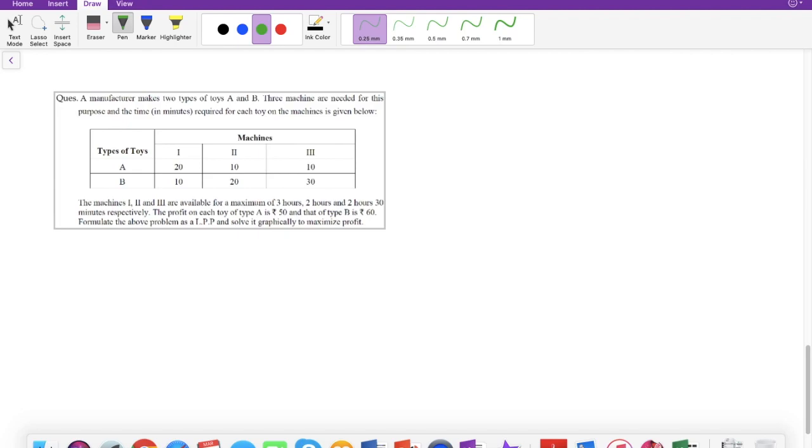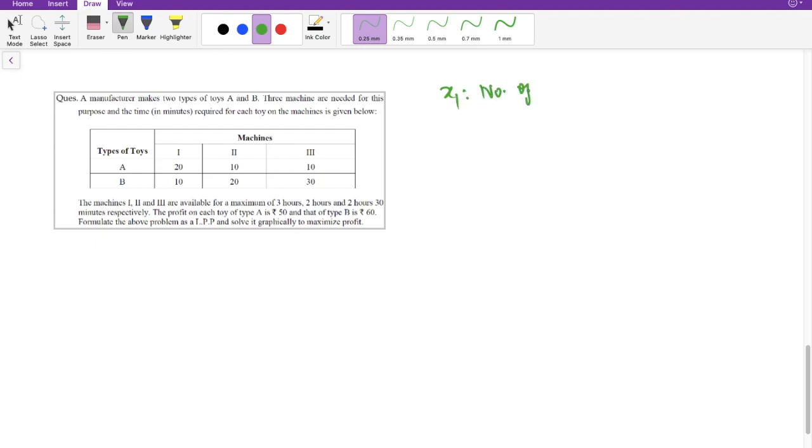In this video we are doing only the formulation part. In the next video I will be doing the solution part, the graphical solution part, which I already told you in the beginning. So let x1 be the number of toys A to be manufactured, and x2 the number of toys B to be manufactured. So we are manufacturing two types of toys.